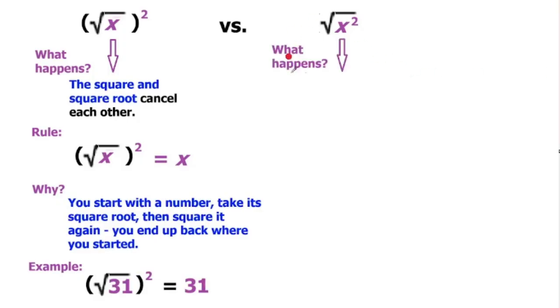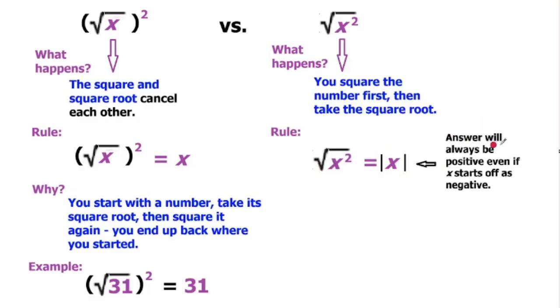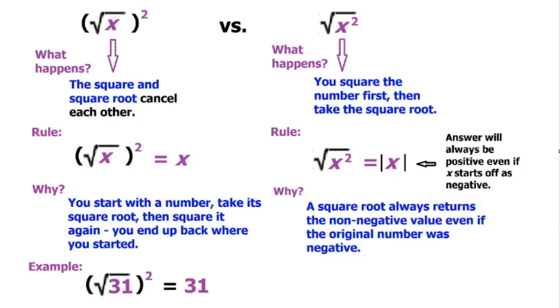So now let's look at this side. What happens when we have a square and then we take a square root of it? So you square the number first, then you take the square root. So the rule is when you have this, you end up with just the absolute value of x, which means that the answer will always be positive even if x starts off as negative. And I'll show you at the very end, okay? So why is that? A square root always returns the non-negative value even if the original number was negative.